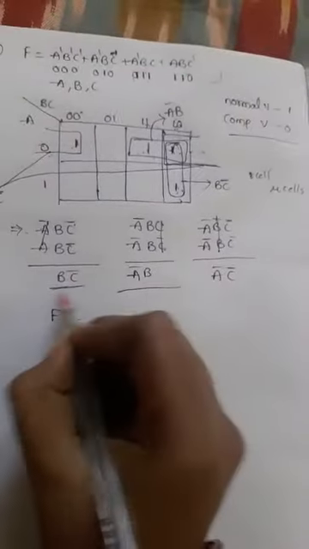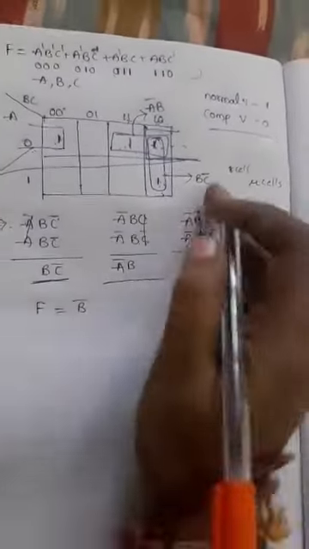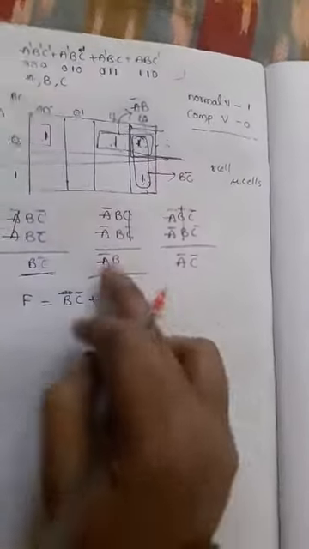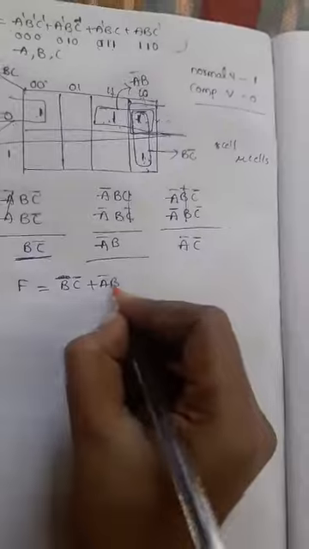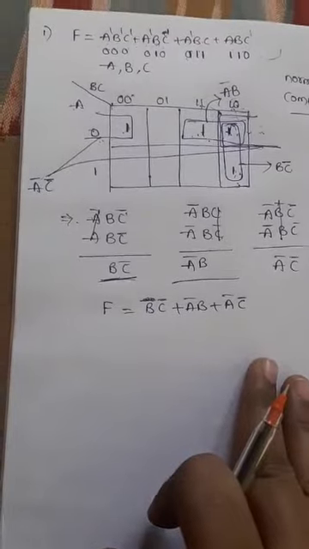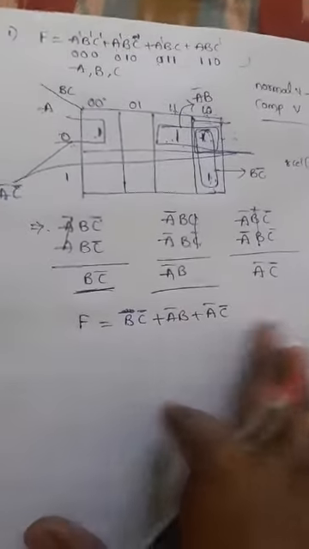So the prime implicants are these. The first prime implicant is BC complement, the next prime implicant is A complement B, and the result is A complement C complement. Okay, so this is the final expression.